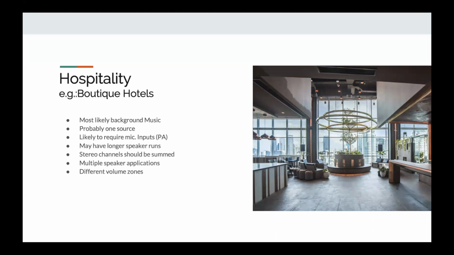You definitely want to work in mono, so stereo channels should be summed. There'll be multiple speaker applications because, as you can see from this picture, there are obviously going to be different heights and levels and applications for speakers. And you're definitely going to need different volumes in different areas.